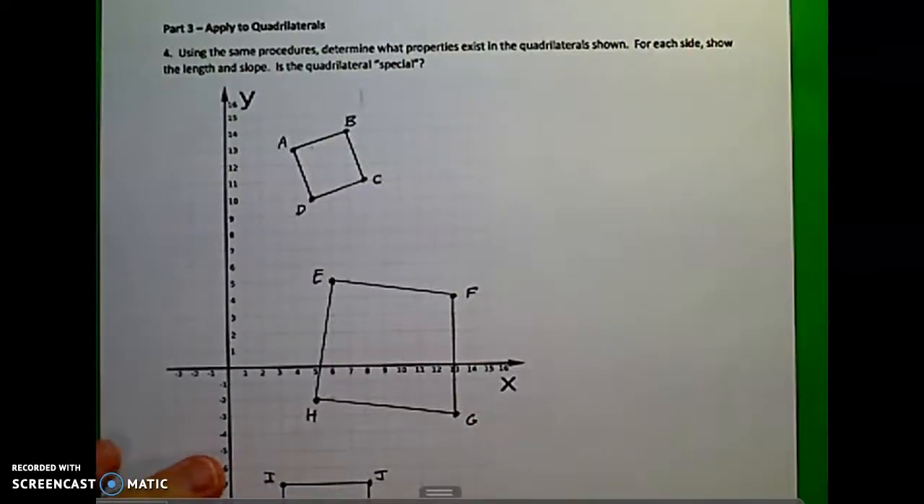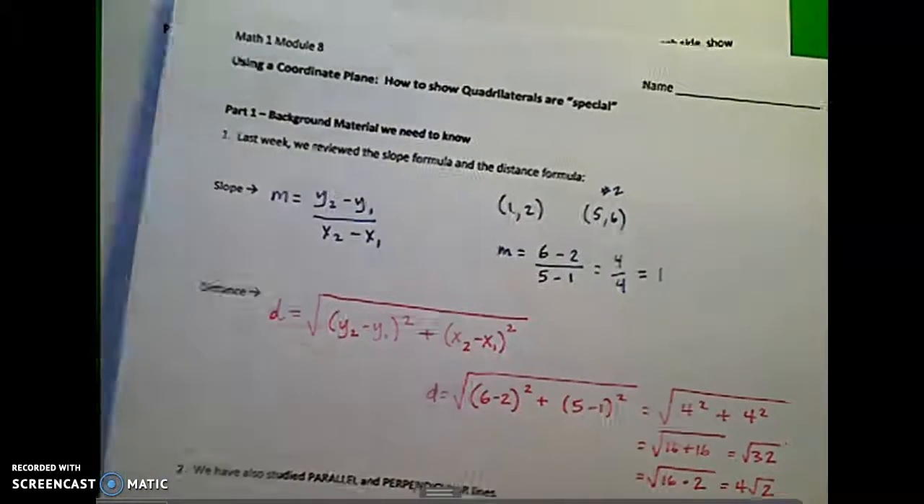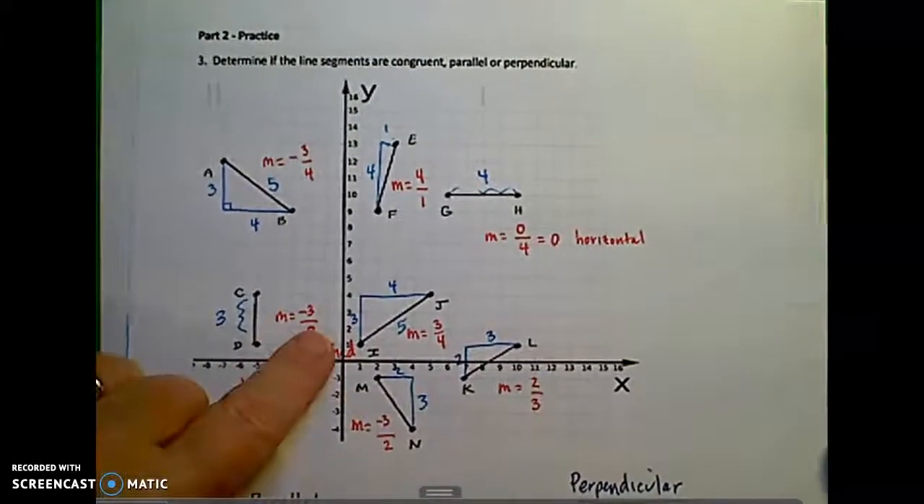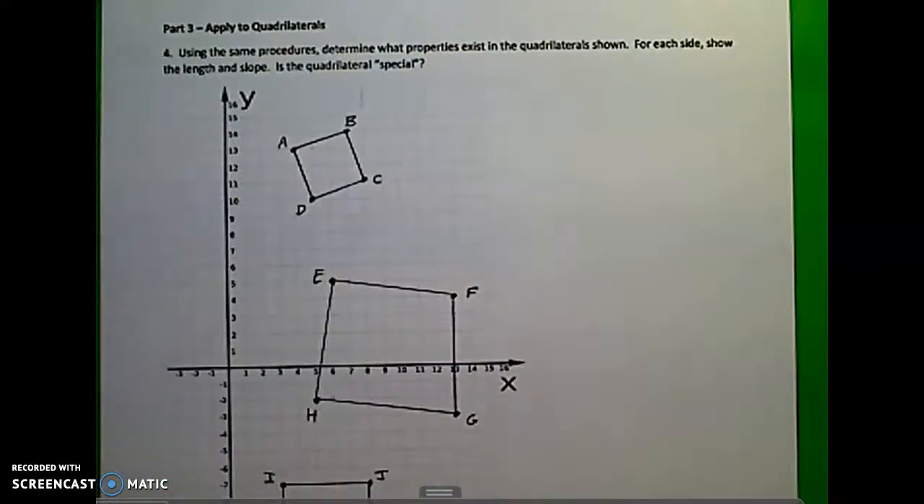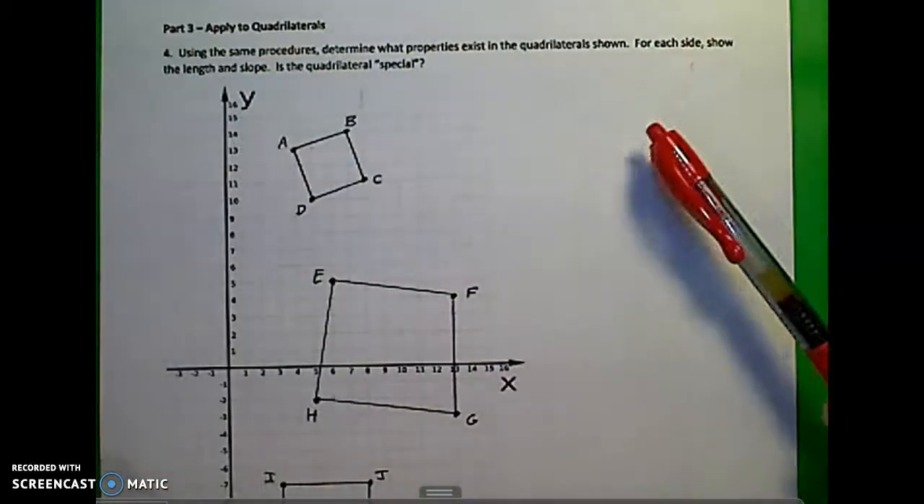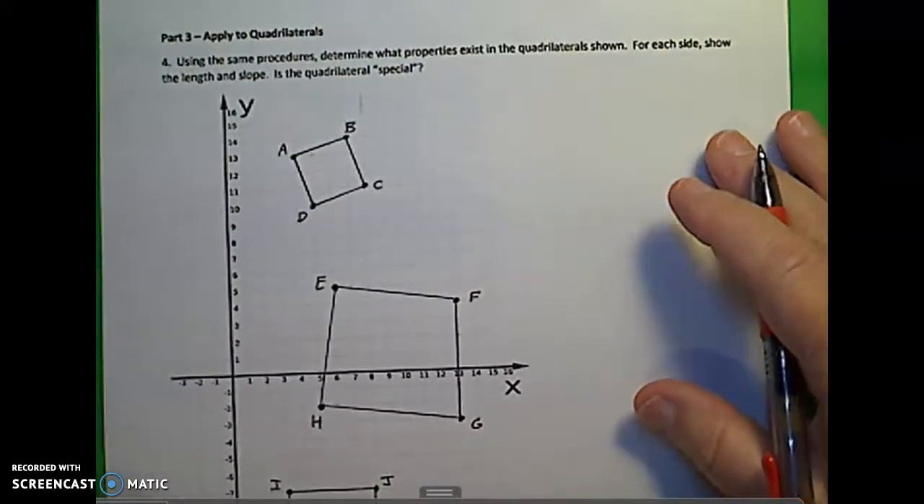Okay, let's finish our work on these notes. We're going to apply what we've done in our review and our work on the last page. We're going to apply these to quadrilaterals now to determine if we have a special quadrilateral. We're going to be studying this more next week as well, but this is just an introduction for us.